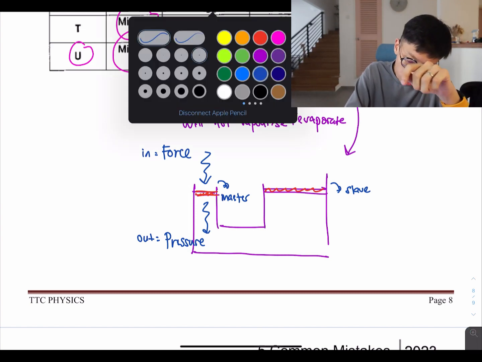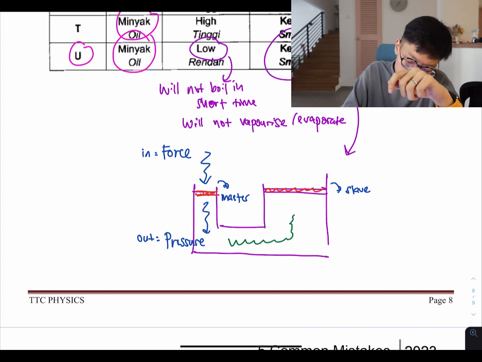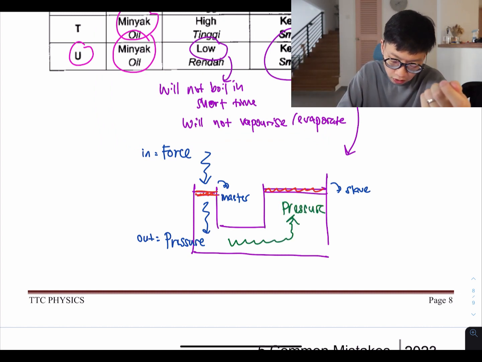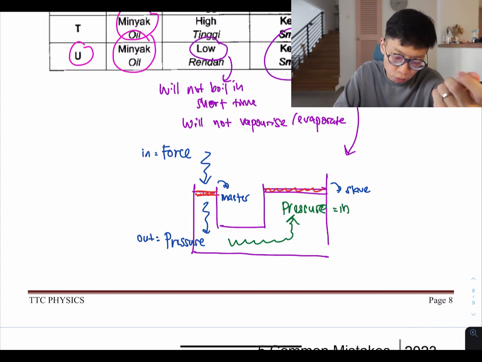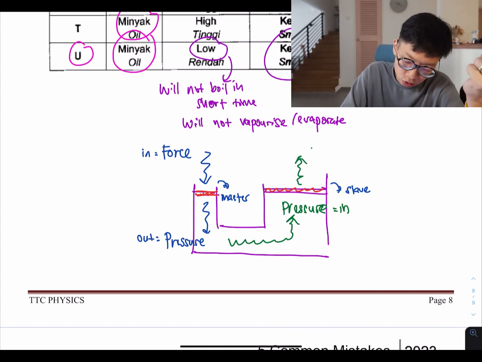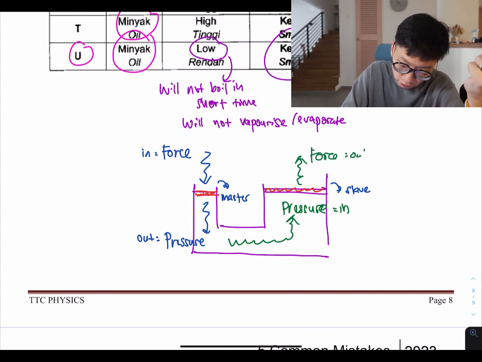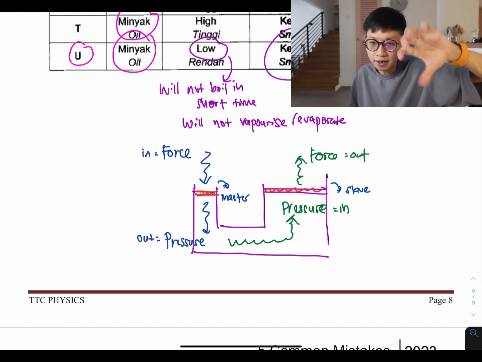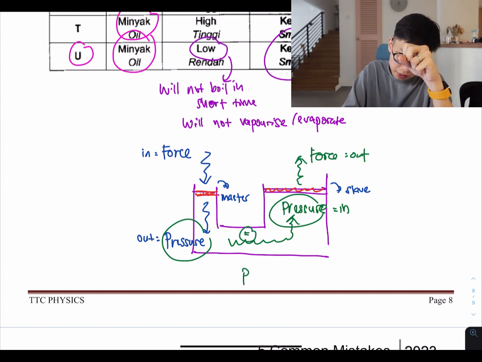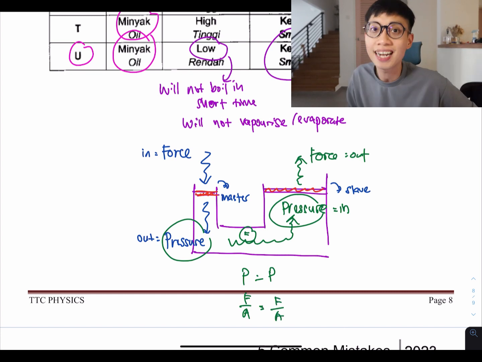The pressure will go over to the other side. On the right hand side, what do you supply it with? Pressure, also known as your input. And the one that goes out is your force. You understand? So you use force, tekan inside, pressure the same. You guys know that this pressure and this pressure will be equal. That's why we will have P equals to P. That's why F over A equals to F over A, kan?